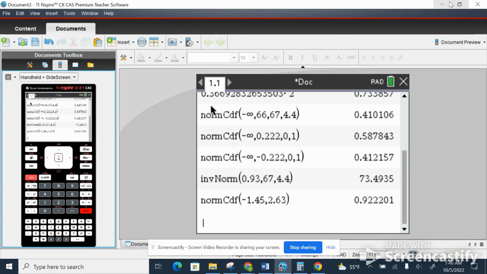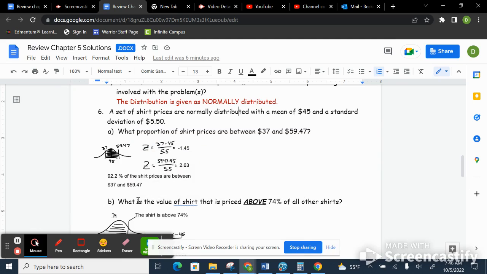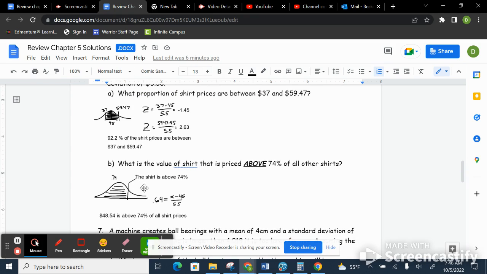I get 92%. Then my last 2 points are that 92% of the shirt prices are between those two values. I give the answer in context. If you do not give the answer in context, you lose the point. Sometimes context can come really cheaply. For instance, if you're finding the standard deviation, then you can just say this is the standard deviation and give the answer, something like that.